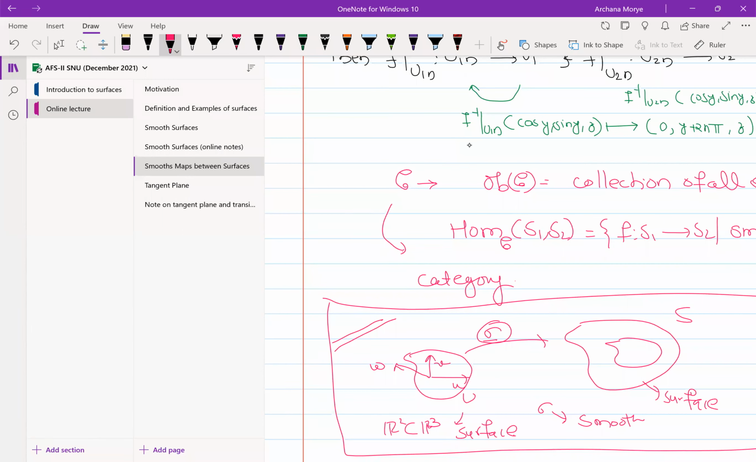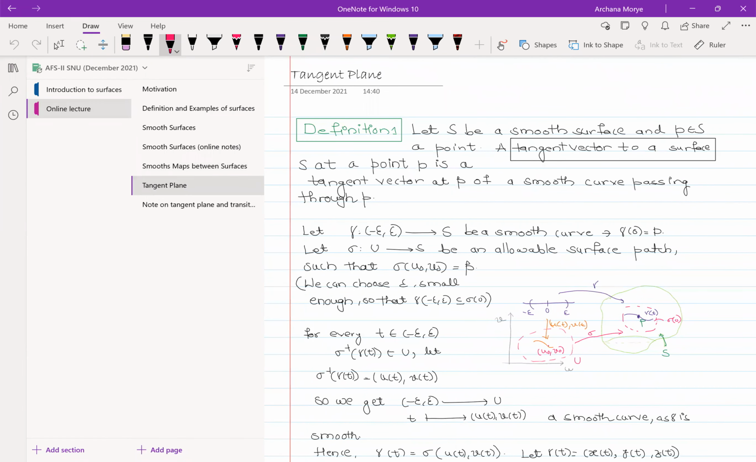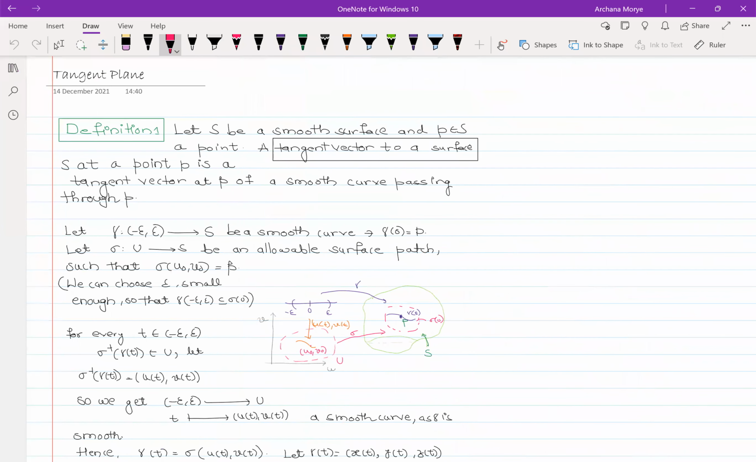Right. So now another important thing about any kind of surface, meaning any kind of geometric object, is to define the tangent, right? You must have defined tangents for curves.